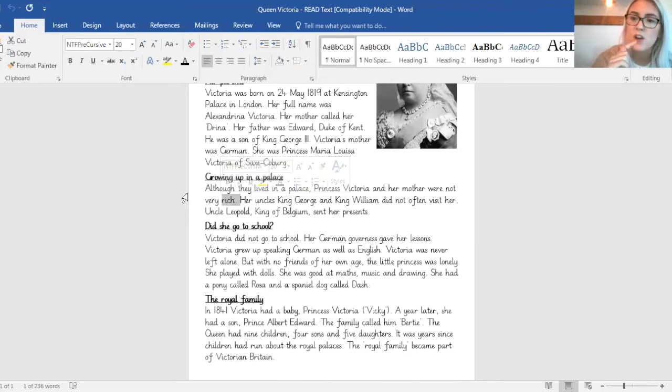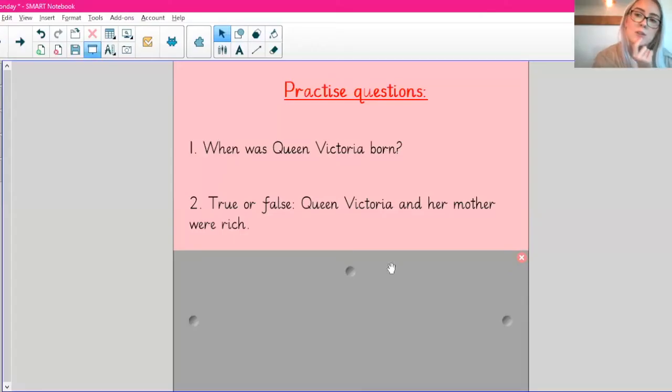So I might actually go back to the start of the sentence and see what context it's in. It said, although they lived in a palace, Princess Victoria and her mother were not very rich. Oh, so if I go back to my statement, does that make the statement true or does that make the statement false? Good, it makes the statement false because Queen Victoria and her mother were not rich. So I would write false for that question.